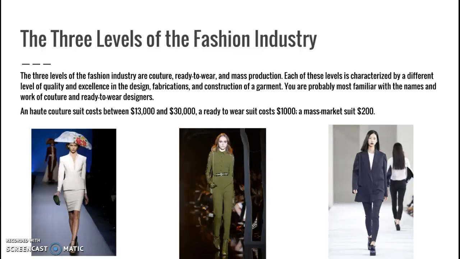This price point is really important to audience because there are people that can only afford one of those options, and there are people that wouldn't be caught dead in a mass market suit worth only $200. So when a designer is designing, they really need to keep an eye on their audience, and one of the ways that they distinguish that is price point.